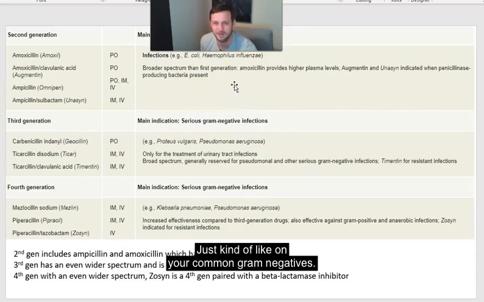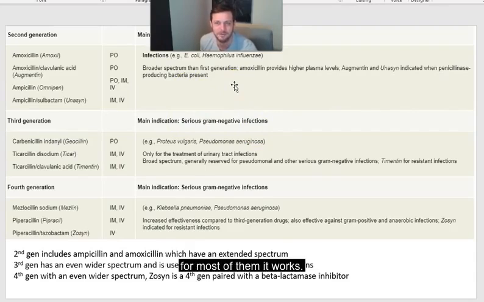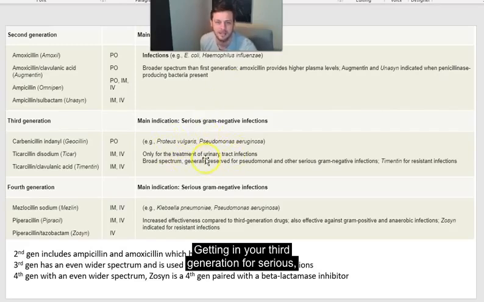Just kind of like on your common gram-negatives, there are some gram-negatives that it doesn't really respond to, but for most of them it works. Getting into your third generation, for serious infections, like you have got to be put into the hospital for this, especially for vulgaris and aeruginosis.